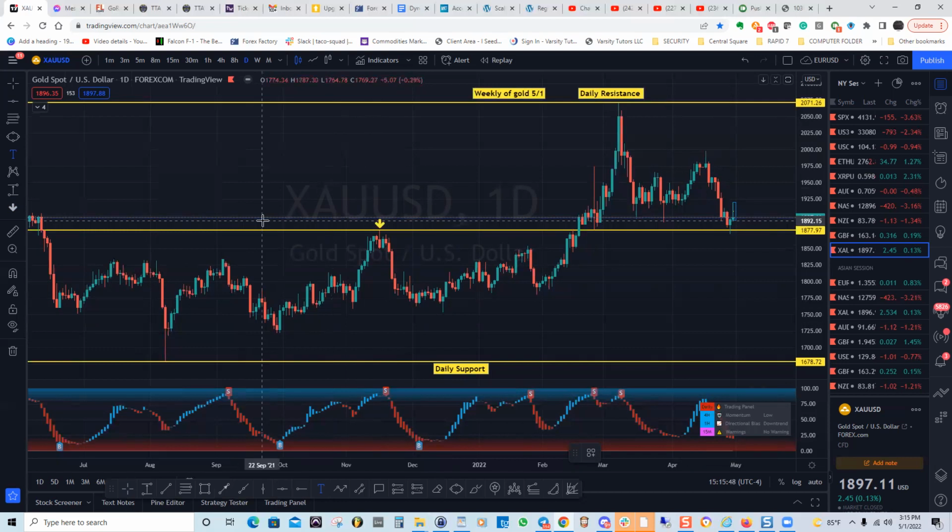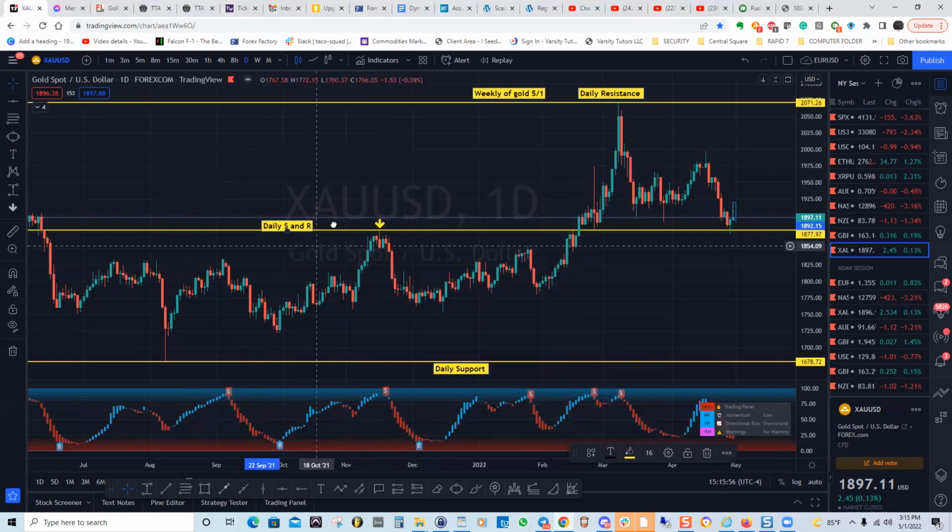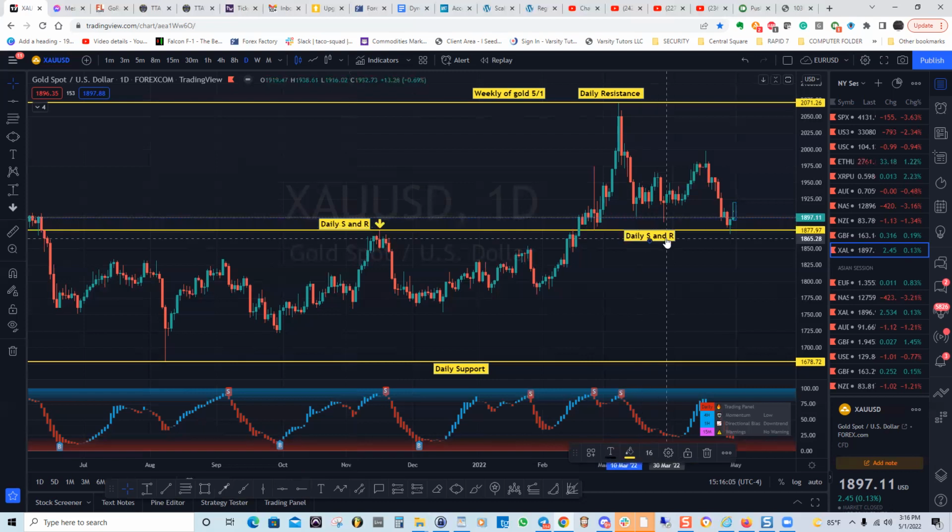So this here is daily resistance and support, so I'm going to put daily SNR. It's daily resistance because it's showing resistance right here. But what is it showing over here? It's showing support. This is support over here, because it's showing support on this line. And over here, it's showing resistance.